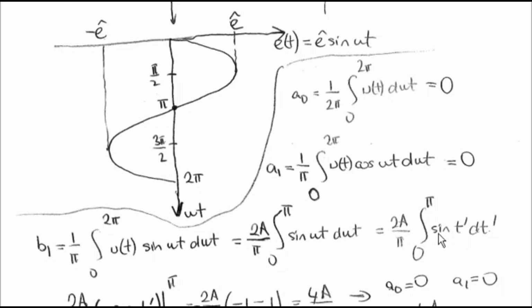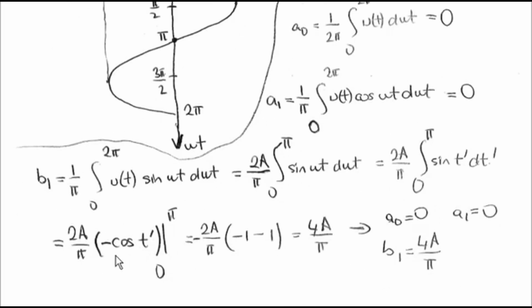So then this integral is the integral of sine t prime with respect to dt prime from 0 to pi. If I take the integral, it's going to be minus cosine t prime, and if I evaluate the result at the limits, I would just get 4a over pi.